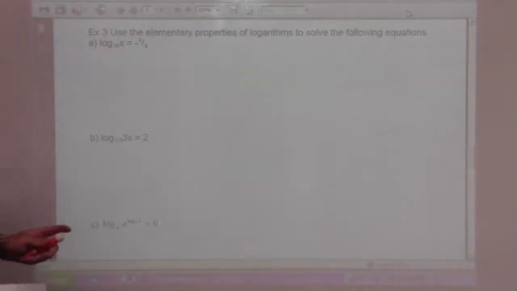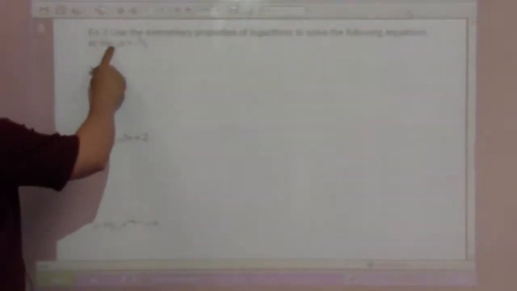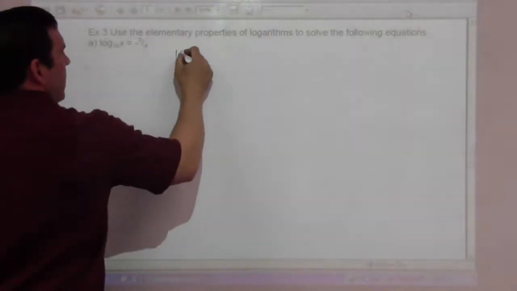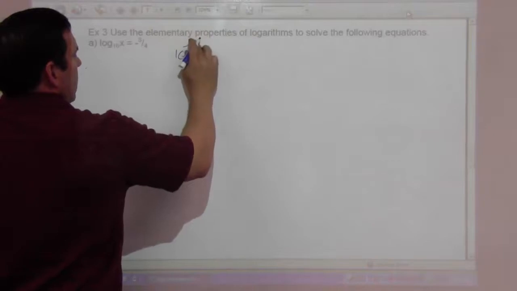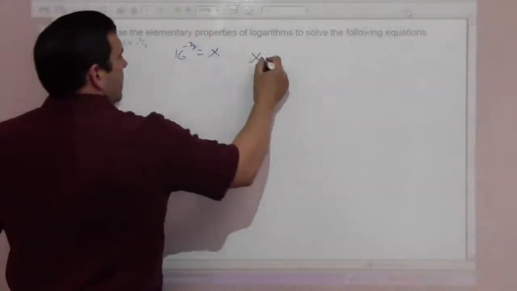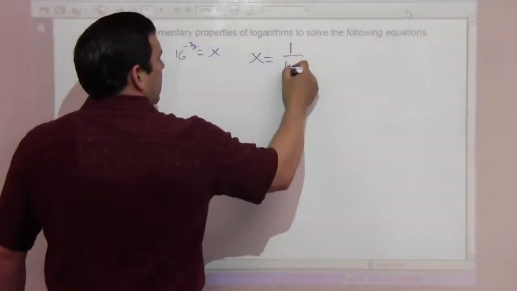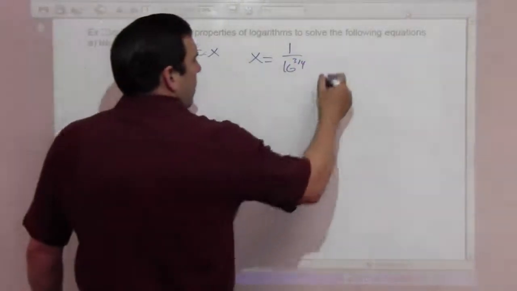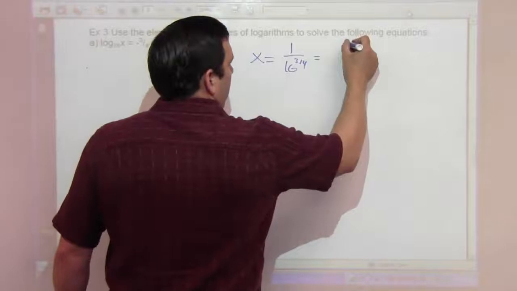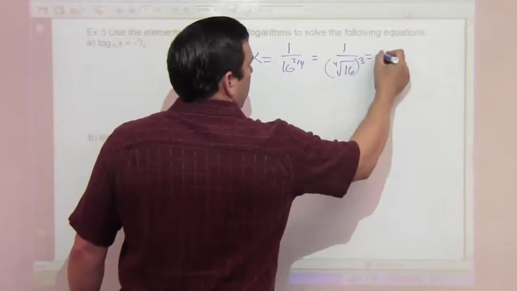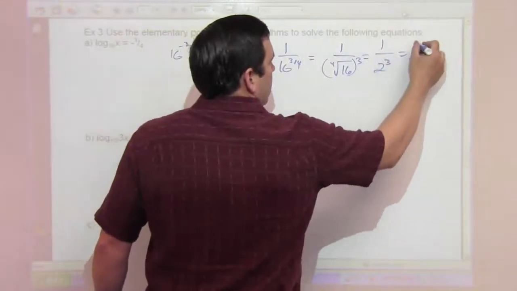Okay, use elementary properties of logarithms to solve the following equation. Log base 16 of x equals negative 3/4. This is saying 16 to the negative 3/4 equals x. So x equals what? 1 over 16 to the 3/4. That's going to be equal to 1 over the 4th root of 16 raised to the 3rd power. It's 1 over 2 to the 3rd, which is 1 over 8.